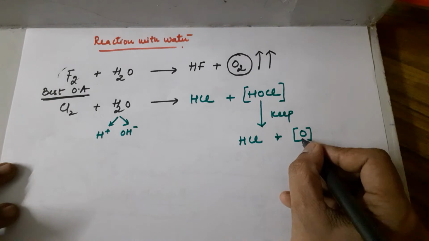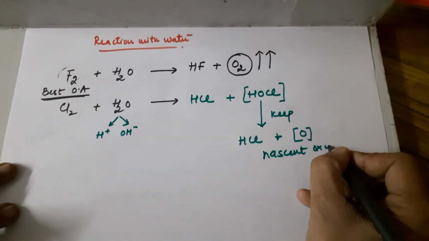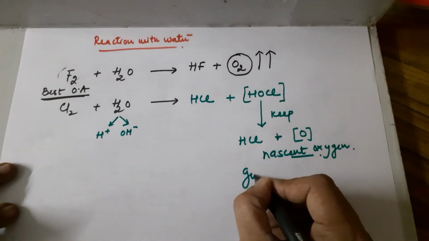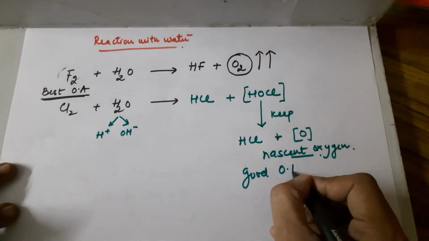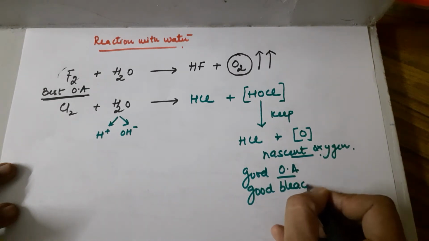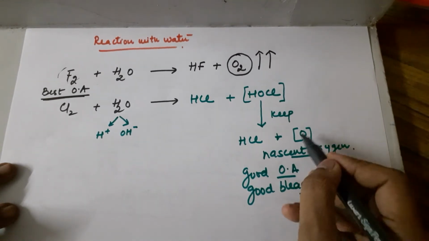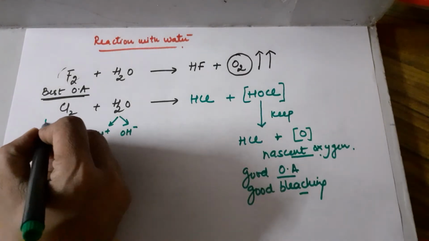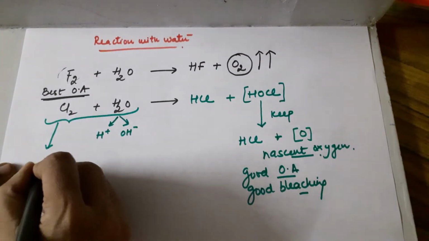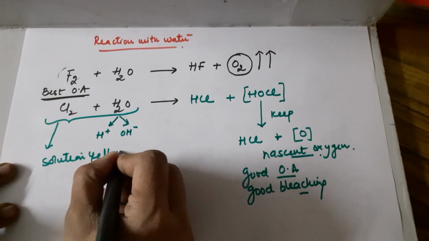This is your single oxygen, also called the nascent oxygen, which is the reason why it acts as a very good oxidizing agent, a good bleaching agent, also because of the presence of nascent oxygen. Now when these two are mixed, chlorine being light green in color, this solution is yellow in color.